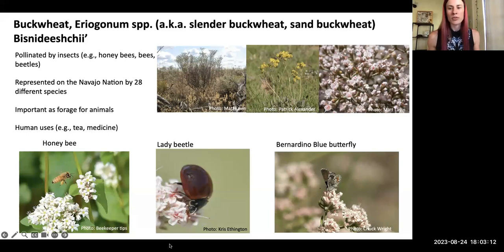Here are some examples of insects that pollinate it. So honeybees, lady beetles will even visit. They're not as important as some of these bees and butterflies, but a lot of insects like to visit buckwheat. And it would be interesting to see more research on all the different species of these and what particular insects visit as well, because there are a lot of them, and they are a quite important part of the New Mexico landscape.